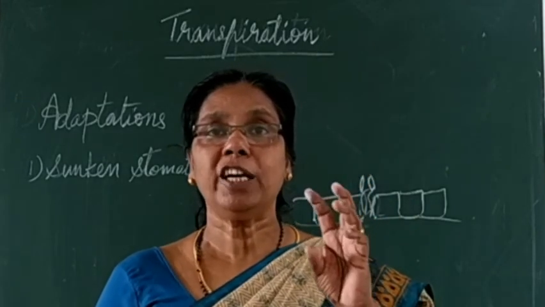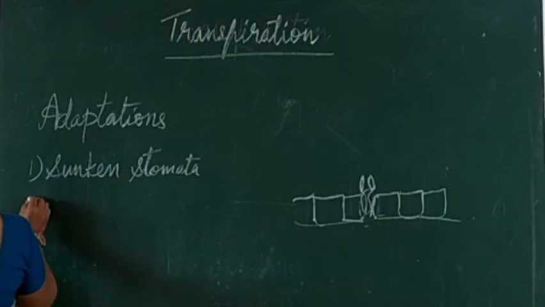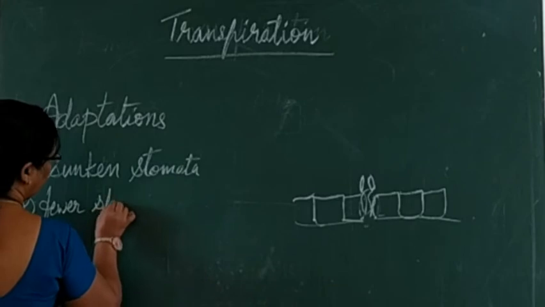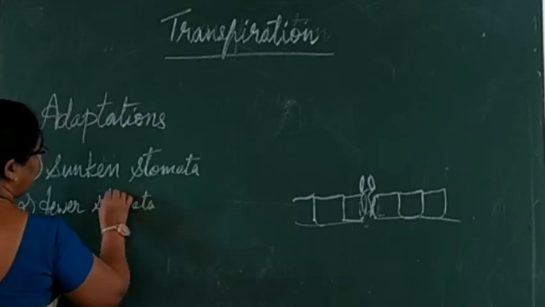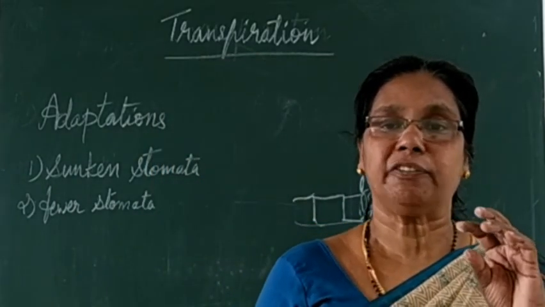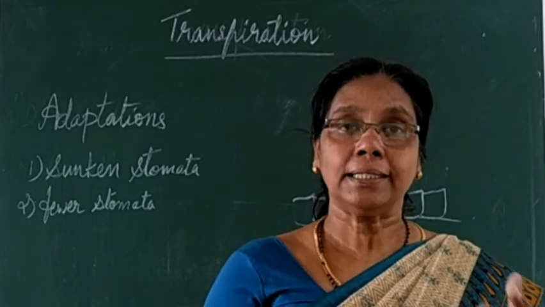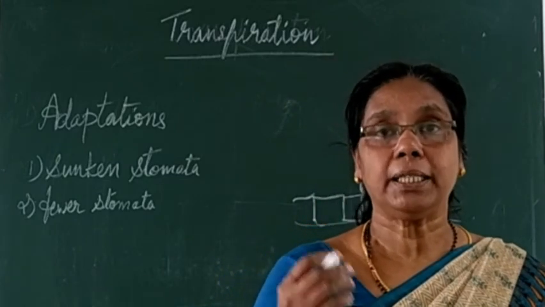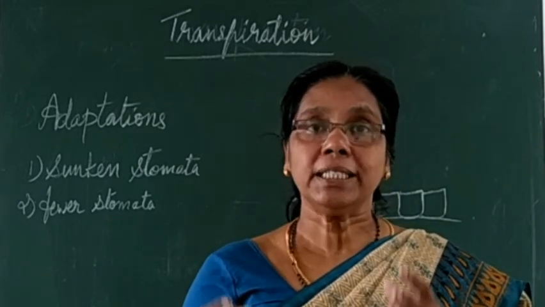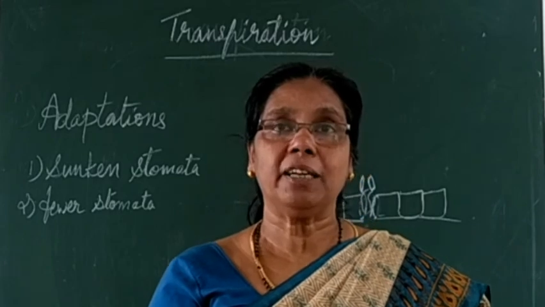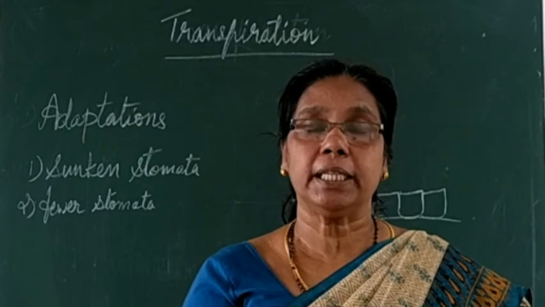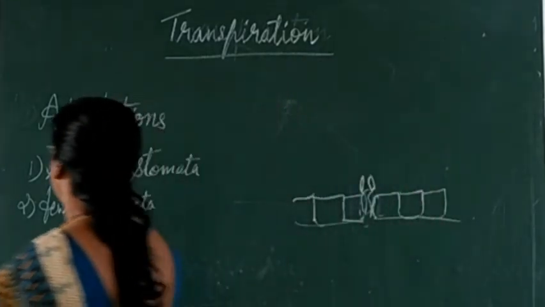Second one is fewer stomata. So only few stomata are present on the lower surface of certain plants. As the number of stomata is more and more, what will happen? Yes, more transpiration takes place. So in certain plants, the number of stomata will be very less, and thus we can reduce the rate of transpiration. Third case is narrow leaves.